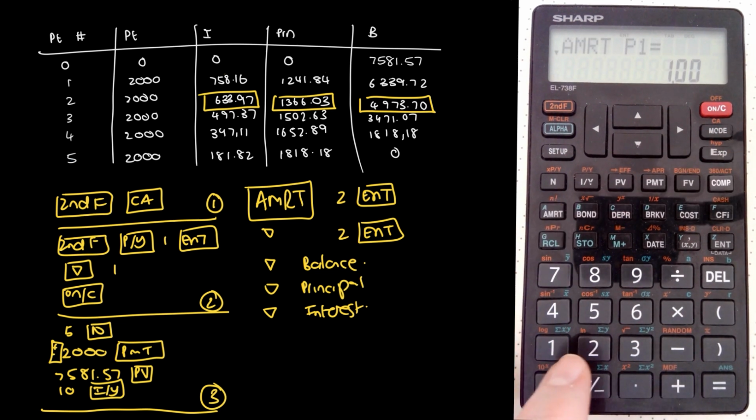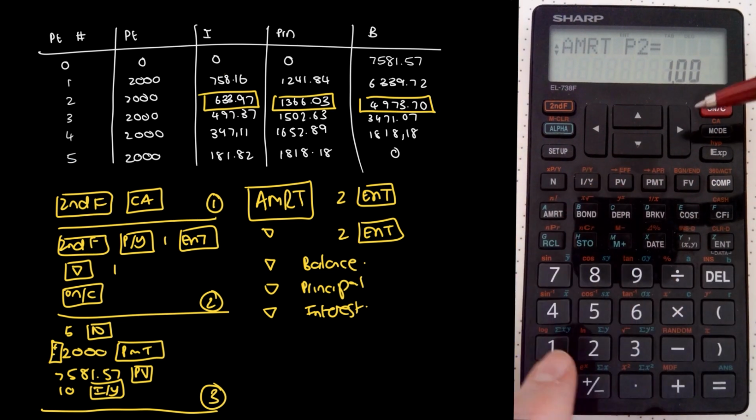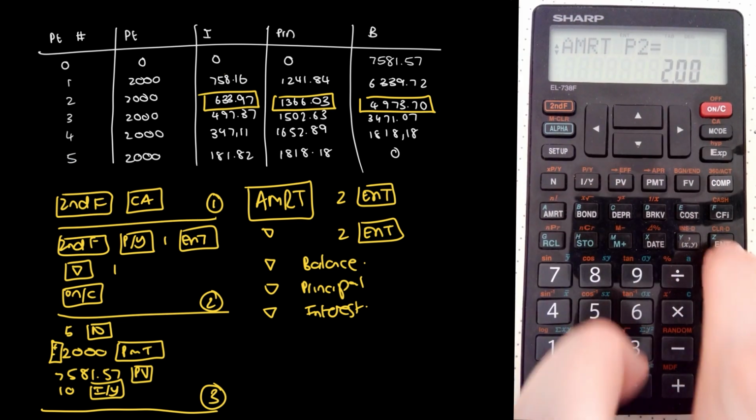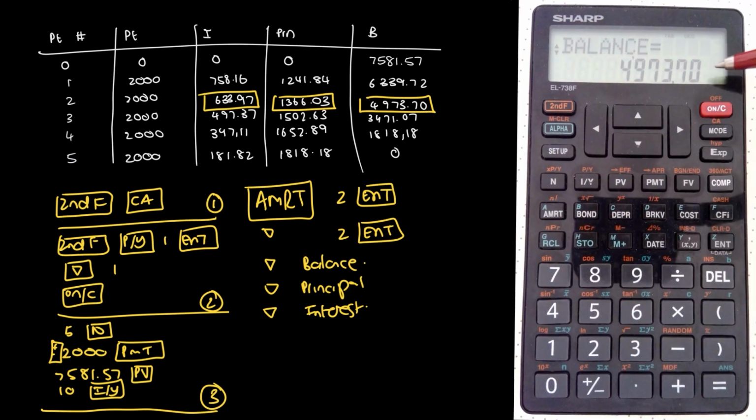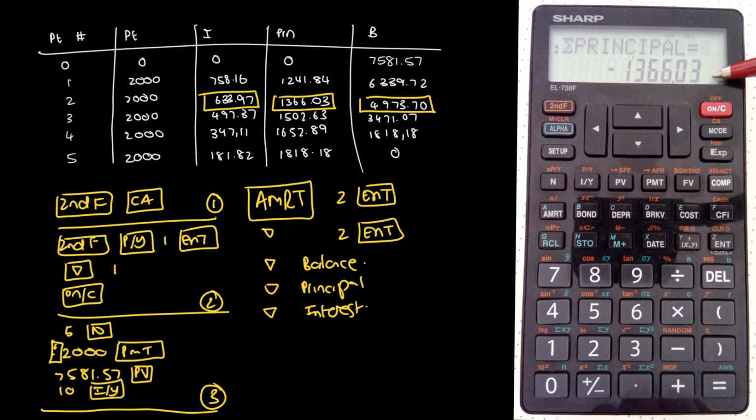Now we push AMRT, and now we update the AMRT to 2 because we want to look at the second one, and we update the AMRP2 to 2. And then you see the balance is the same balance given to us, and the same principal, and the same interest.